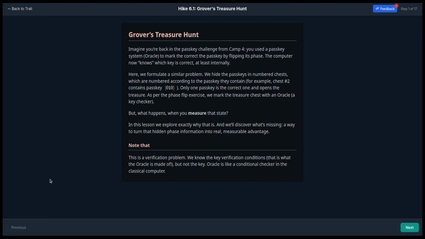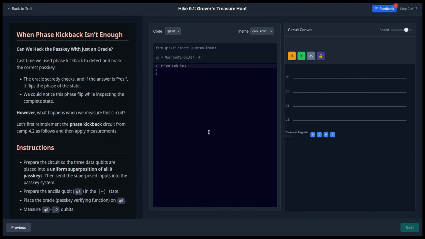If you are familiar with the concept of phase kickback or you have followed our camp 4.2, then you know that in a superposition state, we can find the target state by applying an oracle, or so-called state checker, that flips the phase of the target state.